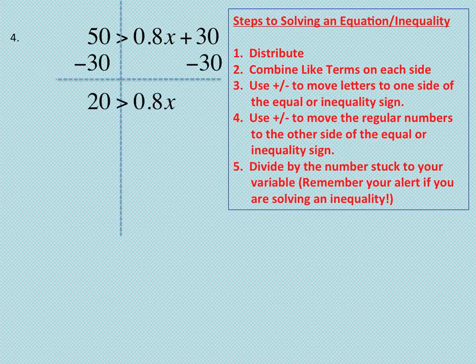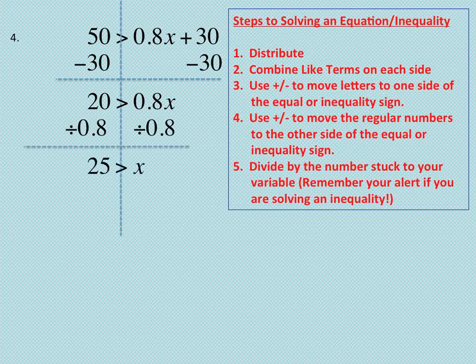So 20 is greater than 0.8x. All right, now my numbers are over here. My letters are over here. Divide by the number stuck to the letter. Divide by 0.8. That's a positive 0.8, so I'm not going to flip the sign around. Just keep the sign the way it is. 20 divided by 0.8 is 25. 25 is greater than x.